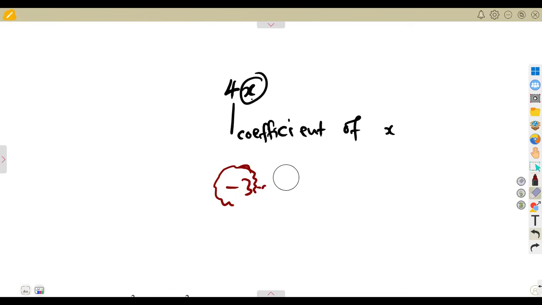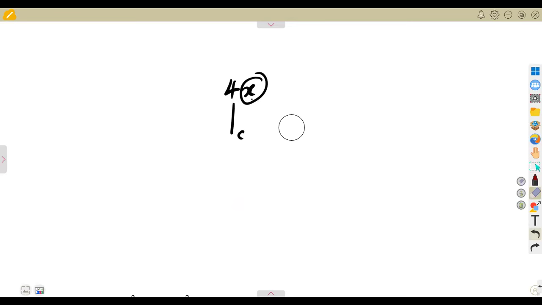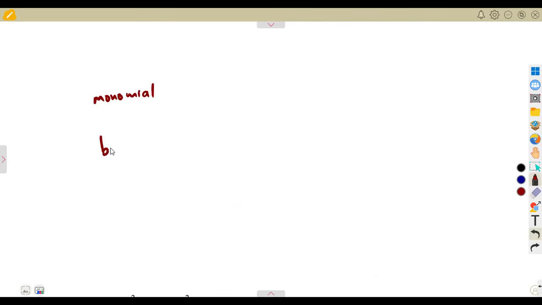So these terms can be different. You can talk of a combination of different terms. You can talk of a monomial. I'm just going to talk about this in passing. A binomial.